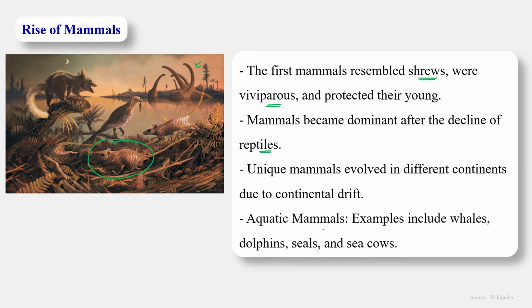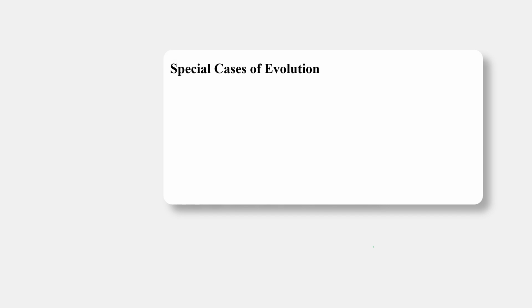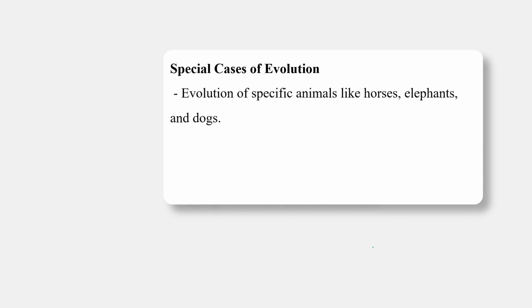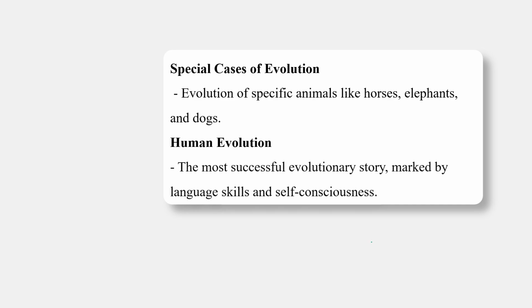Aquatic mammals are also there, like whale, dolphin, seal, sea cow. These belong to the aquatic mammal category. Now, special cases of evolution of special mammals like horse, elephant, and dog also occur. And now, let's discuss human evolution.